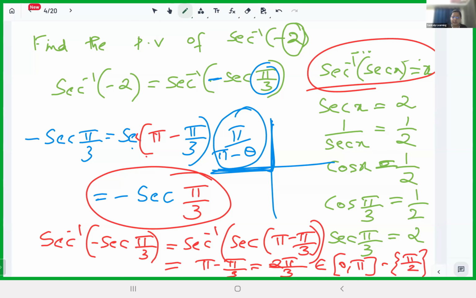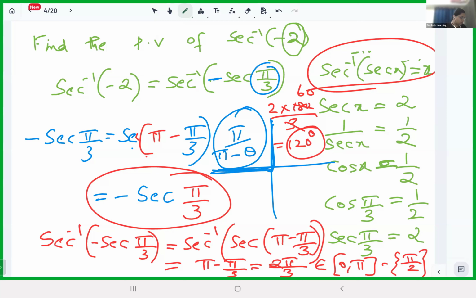So can we say 2 pi by 3 belongs to this interval? Yes, definitely. 2 into pi by 3 means 2 into 180 by 3, which after cancelling is 120 degrees, and 120 degrees definitely belongs to the closed interval 0 to pi. So the principal value of sec inverse of minus 2 is nothing but 2 pi by 3.